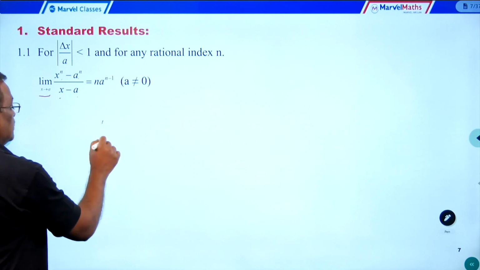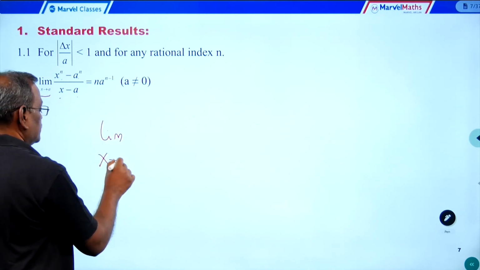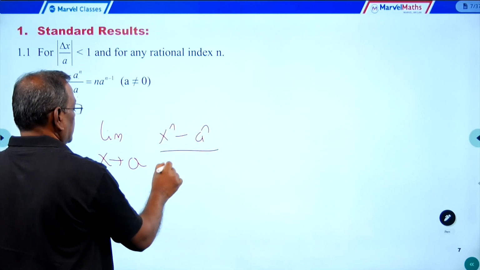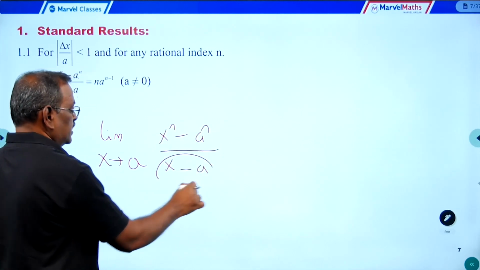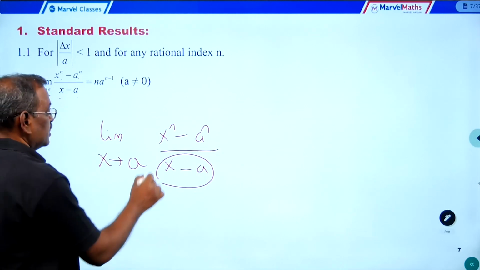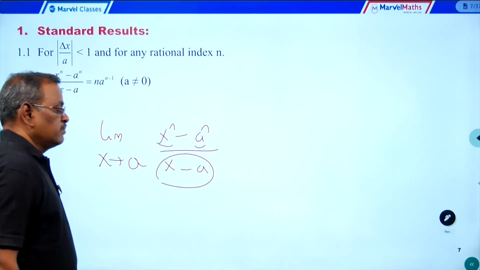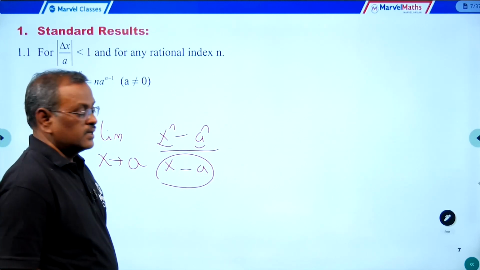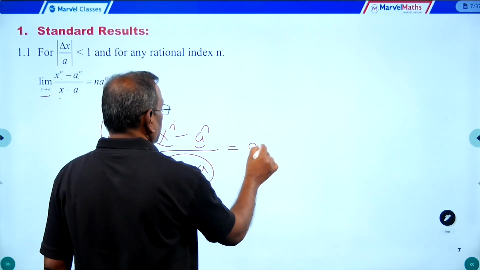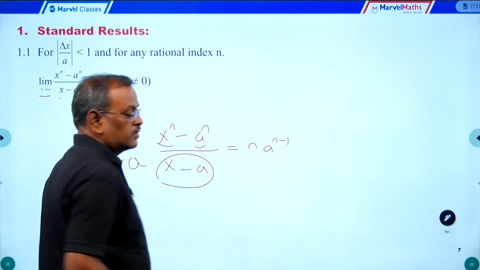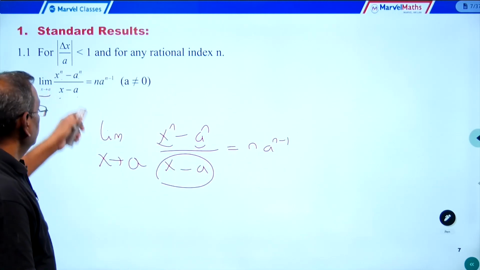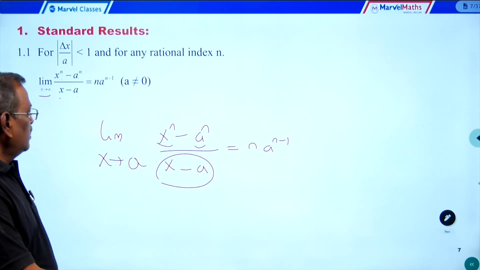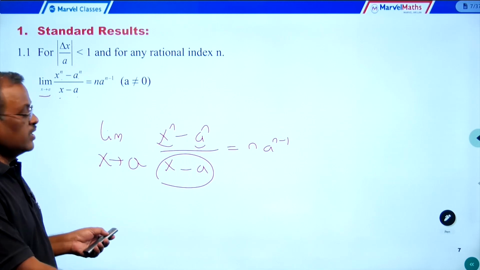I will explain. Limit x approaches a, x power n minus a power n by x minus a. This is a linear expression, correct? And both are monomials: variable power n minus constant power n, by variable minus constant, is equal to n into a power n minus 1, where a is not equal to 0. I'll explain problems based on this formula.